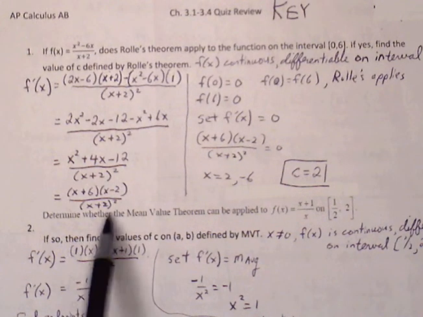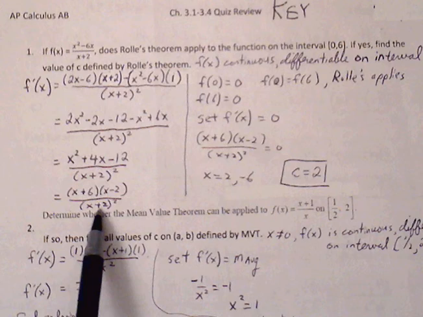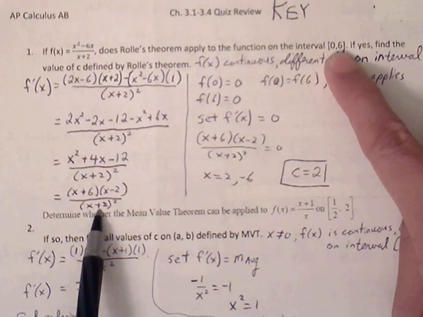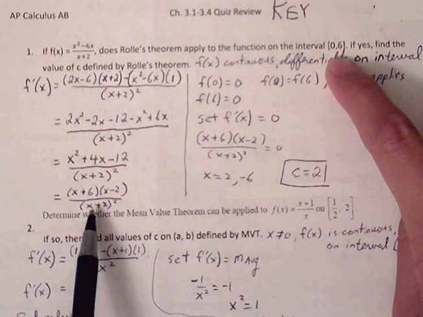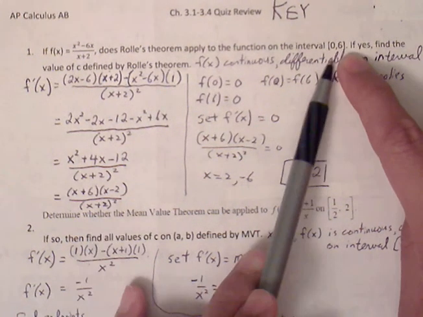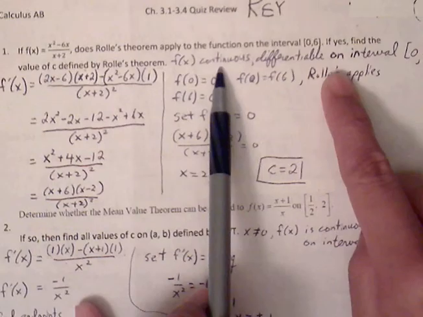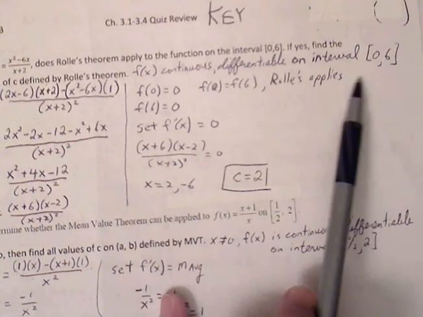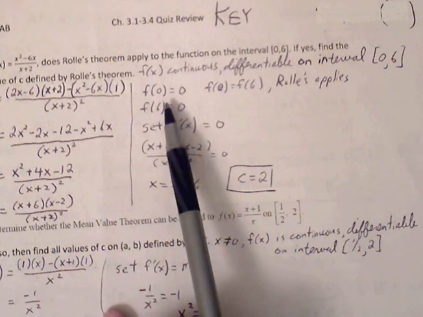Again, the only x value that we see that's giving us issues is at -2, and again, -2 is the vertical asymptote, and that's why the function is not differentiable there. But that is outside the interval from 0 to 6, so we can say our function is continuous and differentiable on the closed interval from 0 to 6.